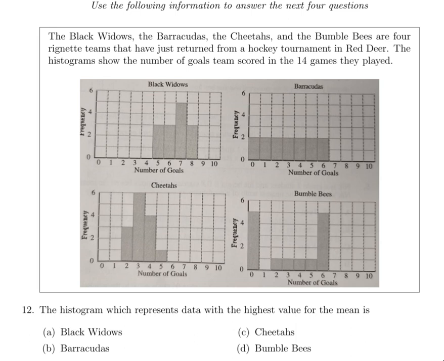The histogram, which represents the data, with the highest value for the mean. Now, the trick with the mean is to recognize it's going to be at the center of the data. And so the center of the data for the Black Widows is going to be right about there, right there for the Barracudas, right here for the Cheetahs, right here for the Bumblebees. When we're measuring the mean, that is the distance from the y-axis, because that corresponds to a value on the x-axis here. So the largest one here is going to be the Black Widows.